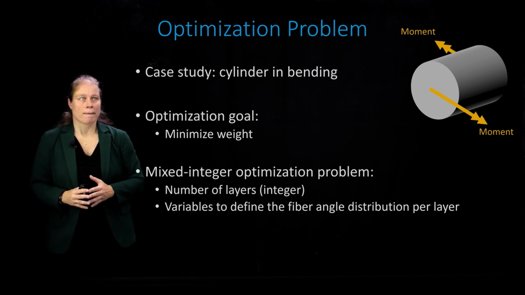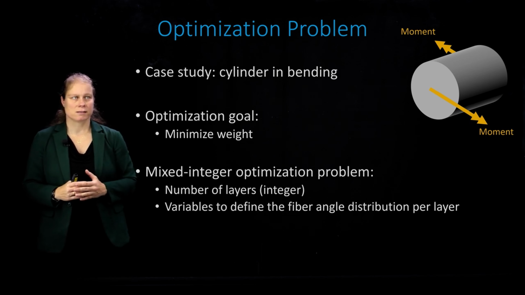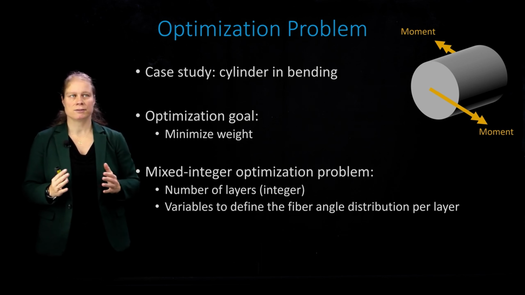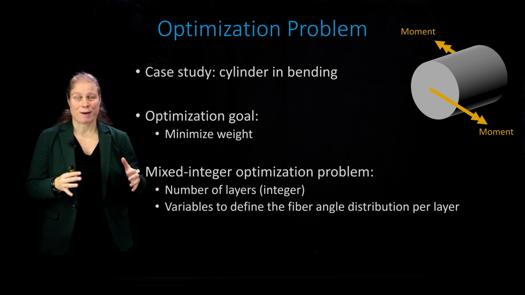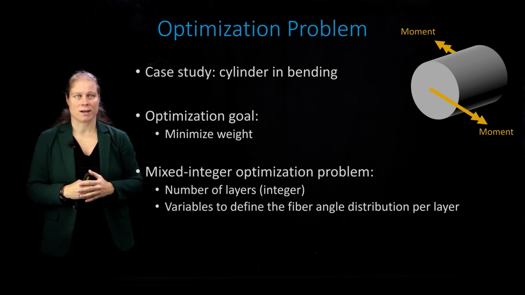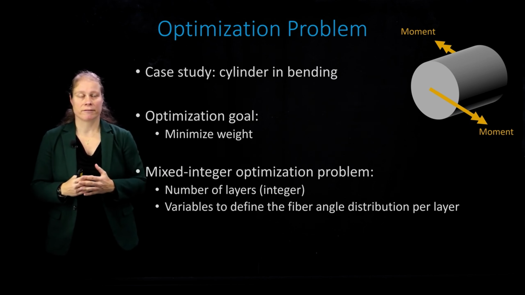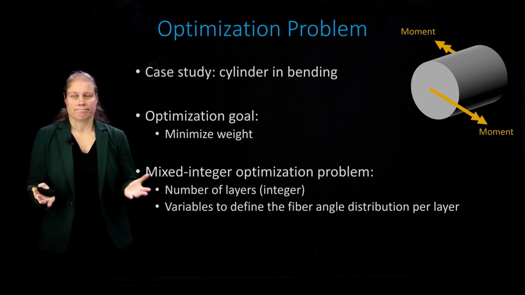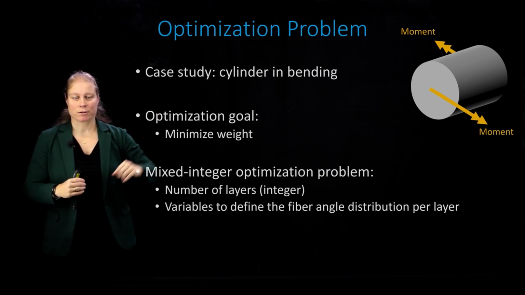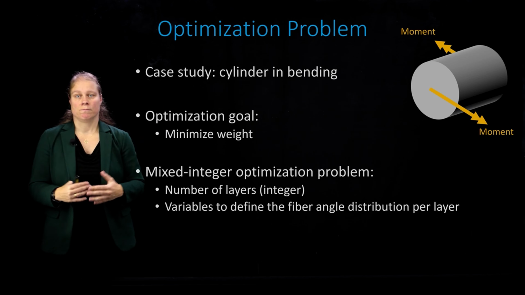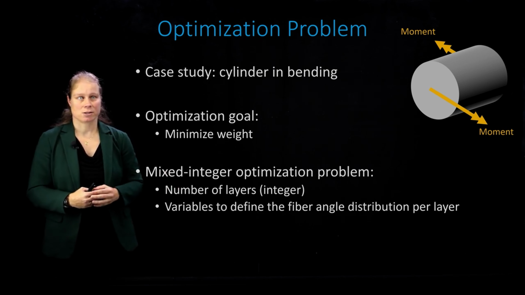laminates. The engineering problem that I was studying in this example was a cylinder in bending. You can imagine a fuselage with passengers undergoes bending when you're in flight or when you're taking off. And as always in aerospace, everything that has to come off the ground takes fuel. So the lighter we can make our structure, the better it is. So the optimization goal is to minimize weight.